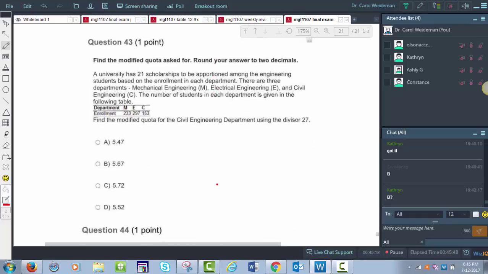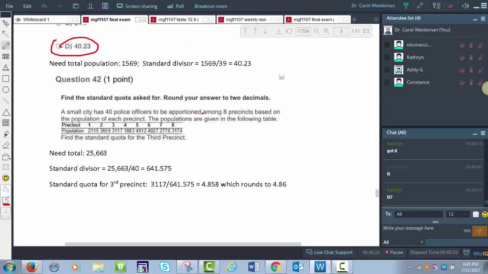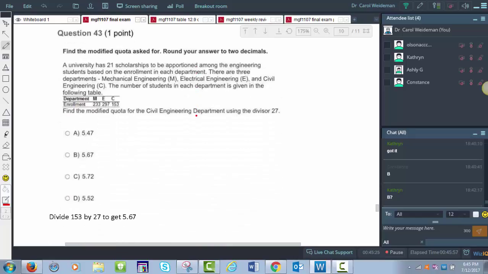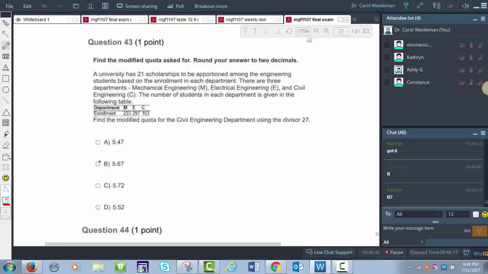Okay, modified quota. I think I have a detailed solution for this one too. So what does modified quota? They gave us the 27 here. We don't have to really do much work except to take that particular category, which was civil engineering, take 153 and divide by 27, and I get 5.67. Modified, because we didn't use a standard divisor. Okay, so 5.67, which is B.